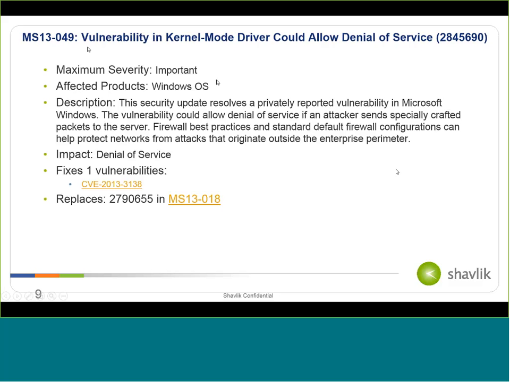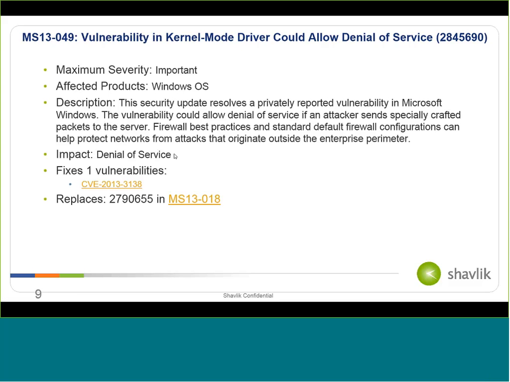So the next vulnerability here, or the next patch bulletin, is 049. It's an important, also affects the Windows operating system, and resolves another privately reported vulnerability in Microsoft Windows that could lead to a denial of service attack. So for this one, the attacker is crafting packets to the server, and if you're following firewall best practices, the default firewall configurations can help protect networks from this, but there is still a chance that this could be problematic if it's able to be exploited.